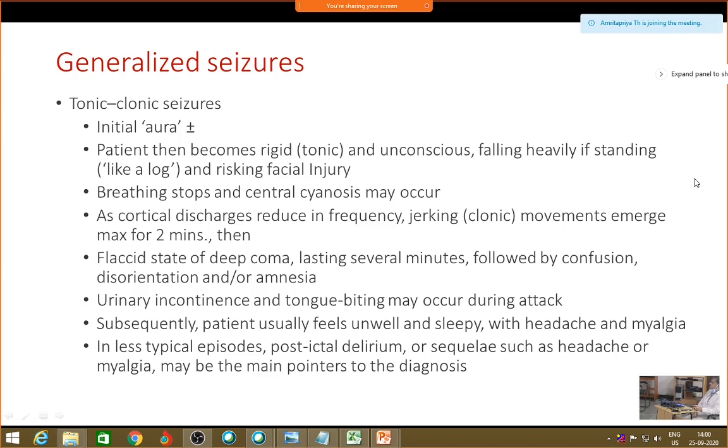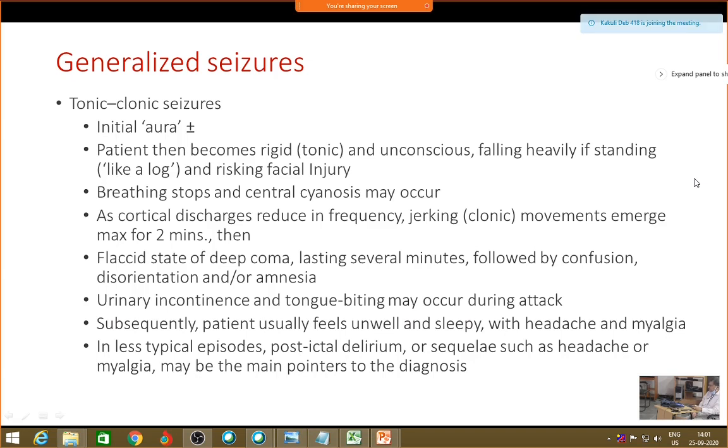So in a generalized tonic-clonic seizure, you first have an aura, which may or may not be present. This will be followed by a tonic phase along with unconsciousness, where the person becomes rigid, all muscles contract and remain like that for not more than 30 seconds.